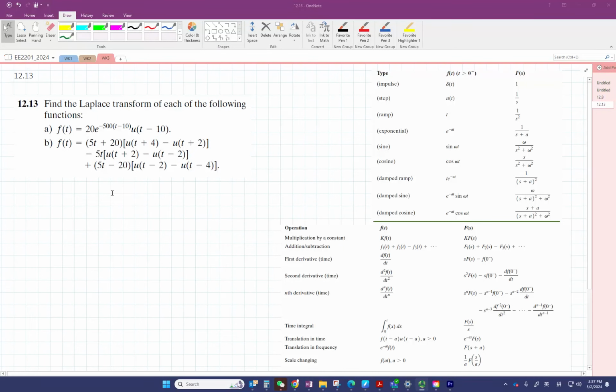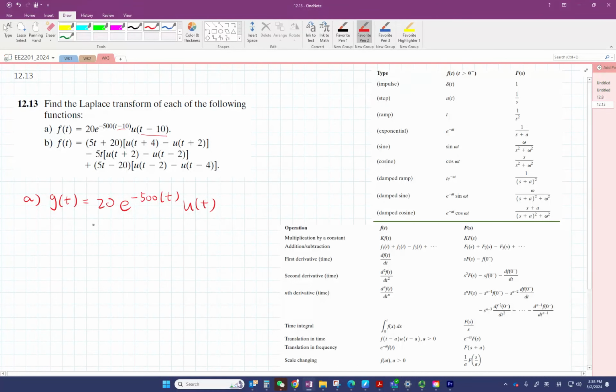Let's look at this question. So you can see that this is 20 e to the order of negative 500t, u(t minus 10). So both of them are t minus 10. So we can first set another function g(t), which doesn't have this time shift, so it's just e^(-500t) u(t).